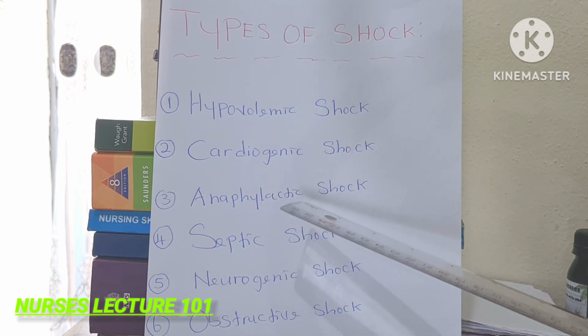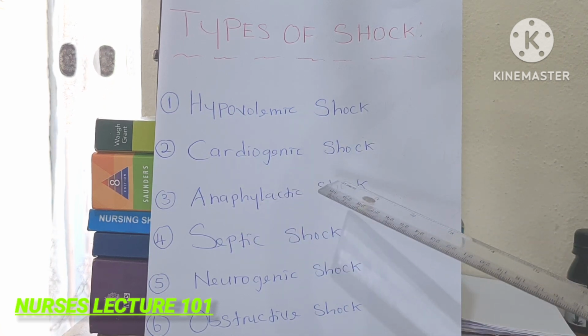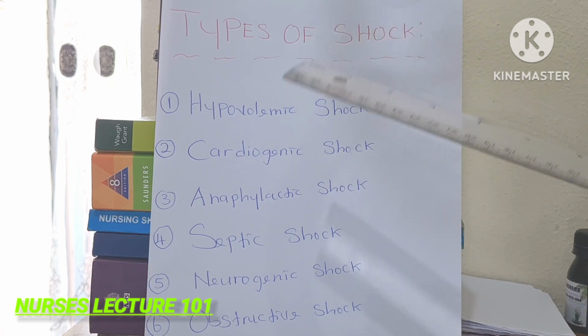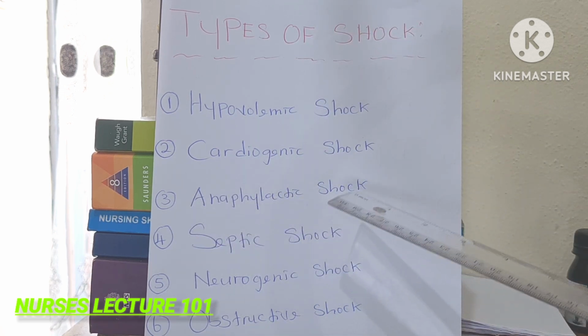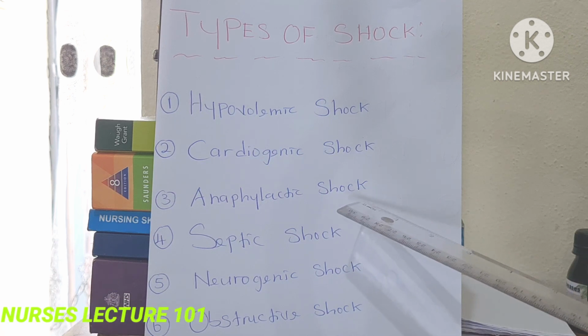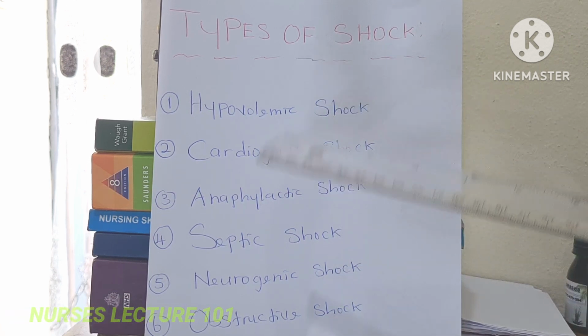And thirdly, we have anaphylactic shock. Anaphylactic shock comes as a result of allergic reaction in the system. When there is an allergic reaction in the system, it might lead to anaphylactic shock, which is very, very dangerous. It is life-threatening because it affects even your breathing.